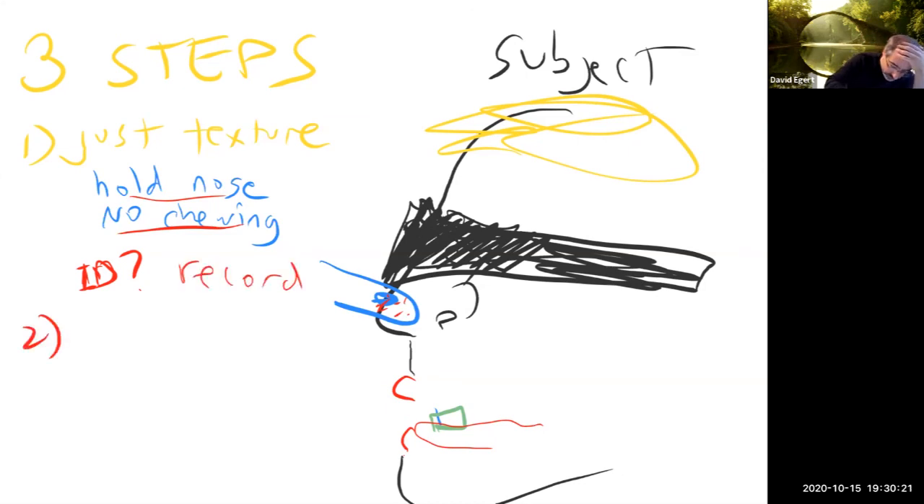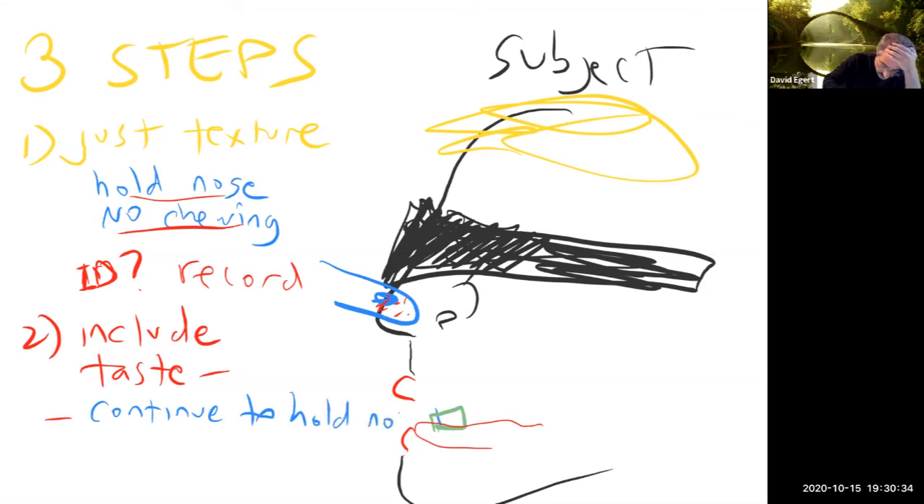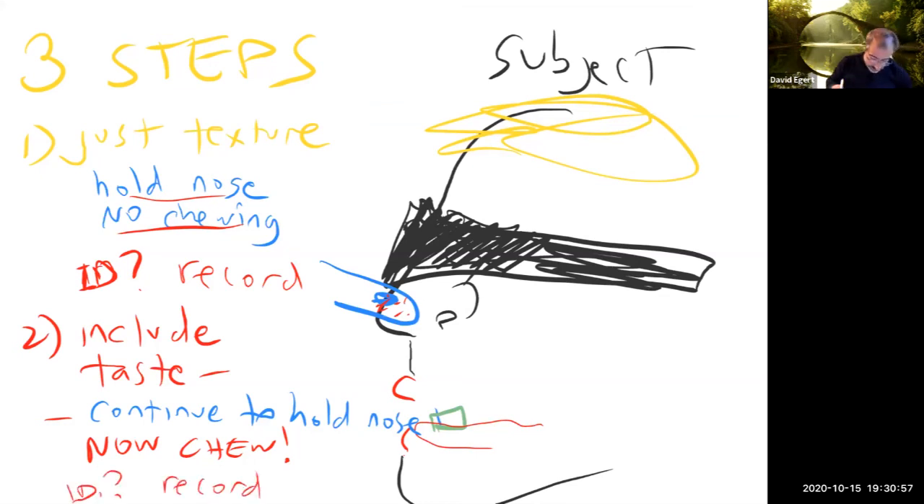Part 2, include taste. So you continue to hold the nose, but you now chew. So now you're chewing and smushing it around on your taste buds and your tongue. So you're getting the sense of taste in addition to the texture. Now you're going to record. Can they ID it now? Can I record what their experience is?